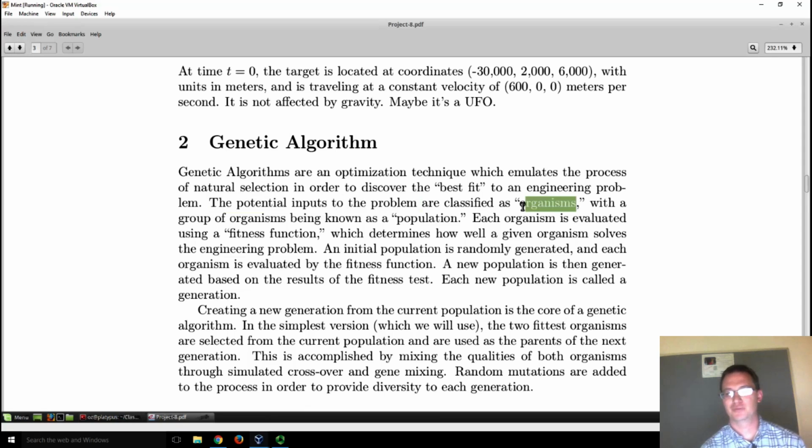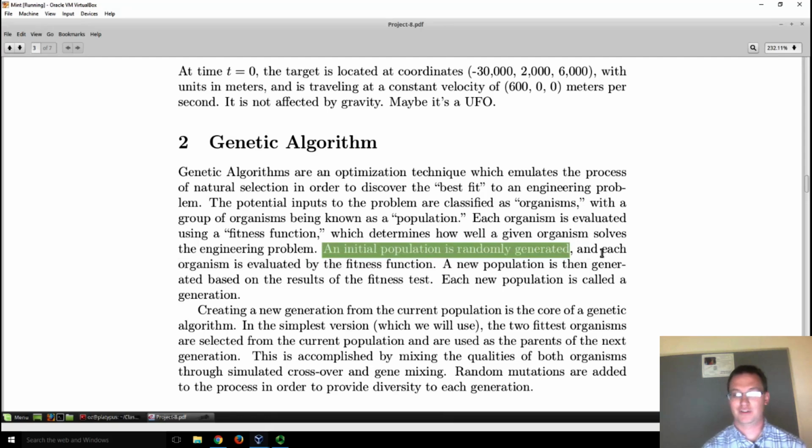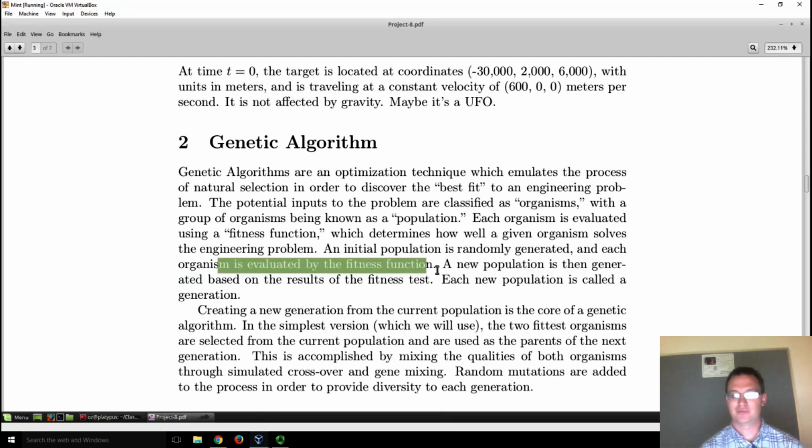So each organism is going to be basically a direction. And a group of organisms is a population, and then each organism is going to be evaluated using a fitness function, which basically says how well does this solve the engineering problem. Our very first population is going to be completely random. We just randomly generate it. And then each organism is evaluated by the fitness function.